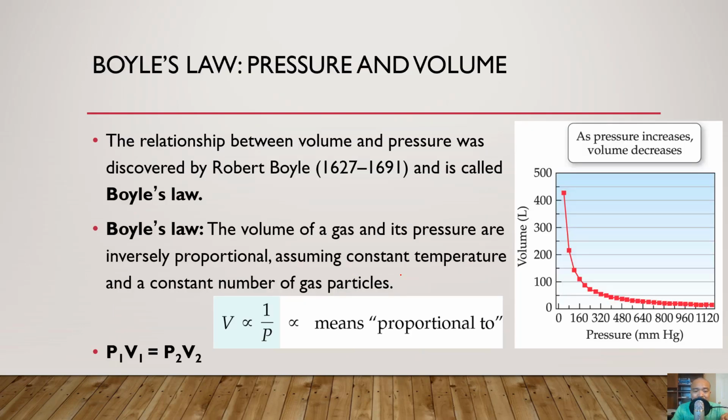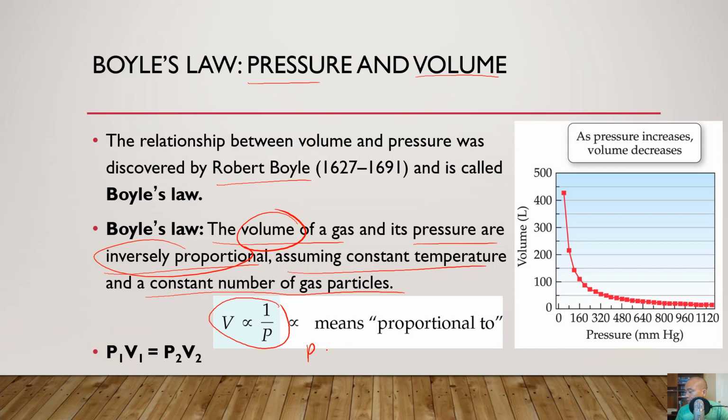Now let's talk about the different gas laws. The first gas law is Boyle's law. It talks about the relationship between pressure and volume. This relationship was discovered by Robert Boyle. Boyle's law states the volume of a gas and its pressure are inversely proportional, assuming constant temperature and a constant number of gas molecules. Please note that when V and P are inversely proportional, we can also say V is directly proportional to the inverse of P, or P is directly proportional to the inverse of V.